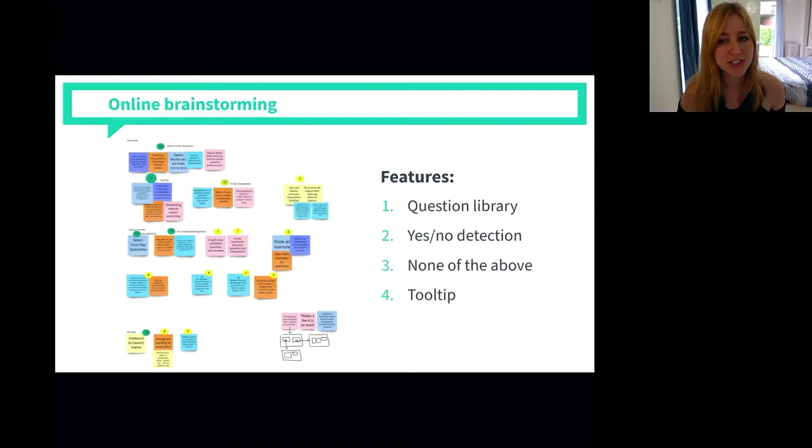Plus, we want to detect when they use yes/no questions, and also warn them like, hey, this is potentially dangerous and why it is dangerous.